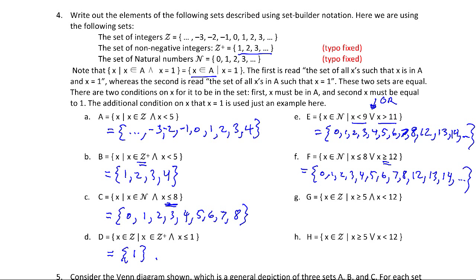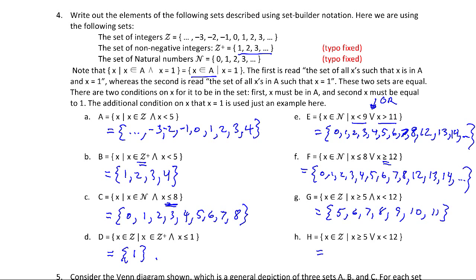Let's see. Last two. G. Z has got to be an integer, and it has to both be greater than or equal to 5 and strictly less than 12. So starting with 5, because greater than or equal to 5, 6, 7, 8, 9, 10, 11. It's strictly less than 12, so 12 doesn't get into the set. Finally, part H, it has to be an integer, and it has to be greater than or equal to 5 or less than 12.